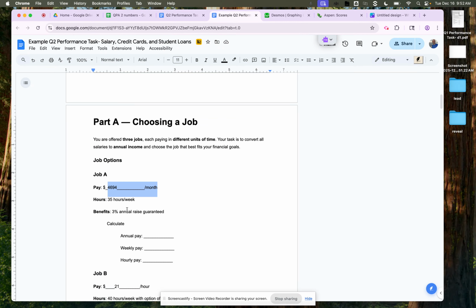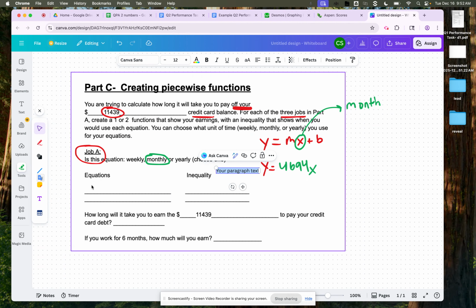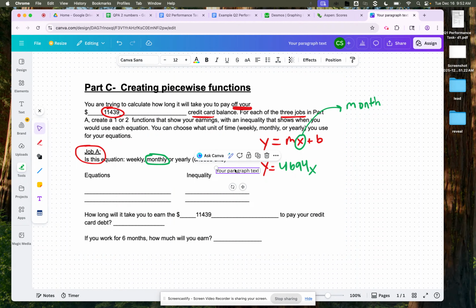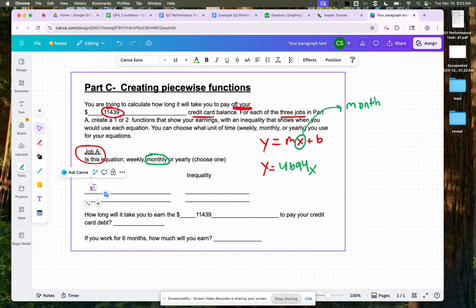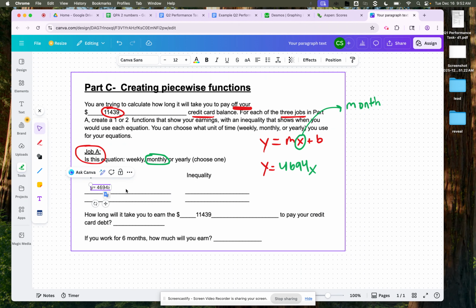And for job A, there's no bonuses, there's nothing extra. I just get a salary per month. And so, plus the b is going to be 0. And so I don't even have to put 0. You can just get rid of that. This is your salary. You take that, you times it by the number of months, and that's it. All right? So I'm going to put that right here. So my y equals $4,694x. And that's it.